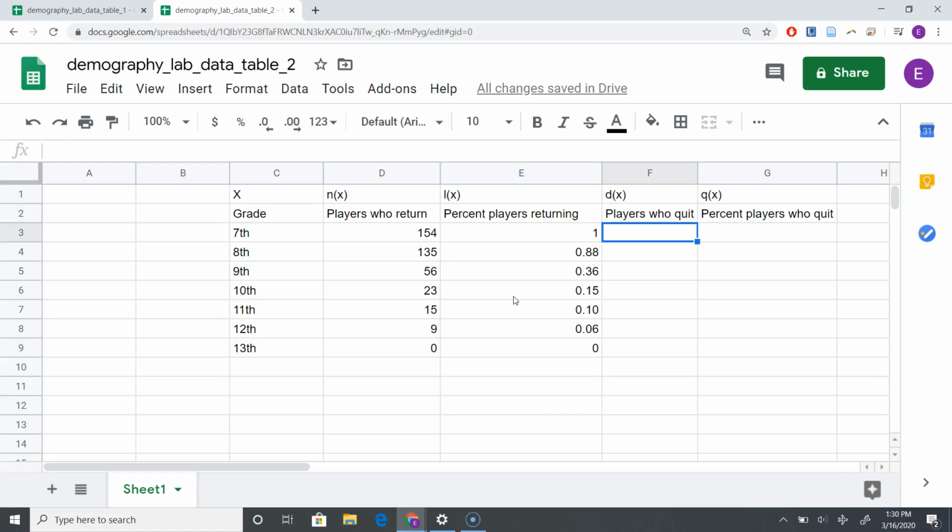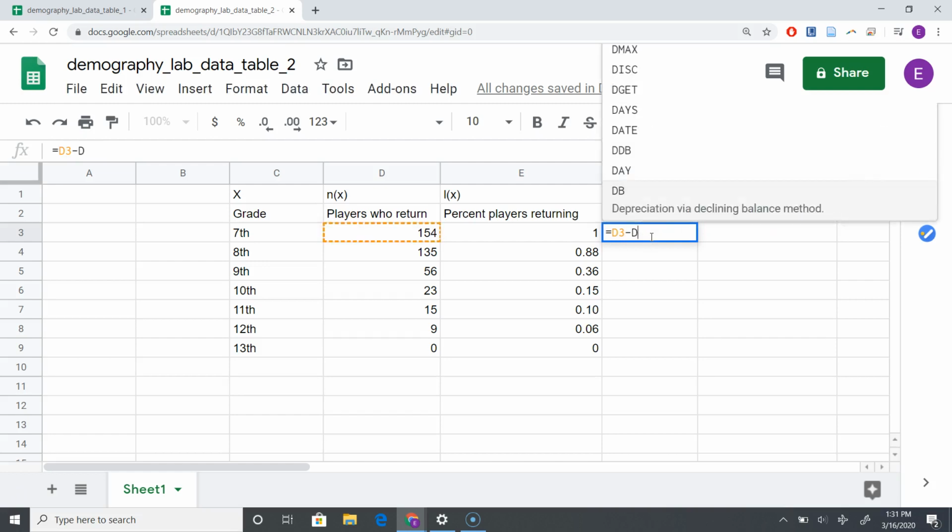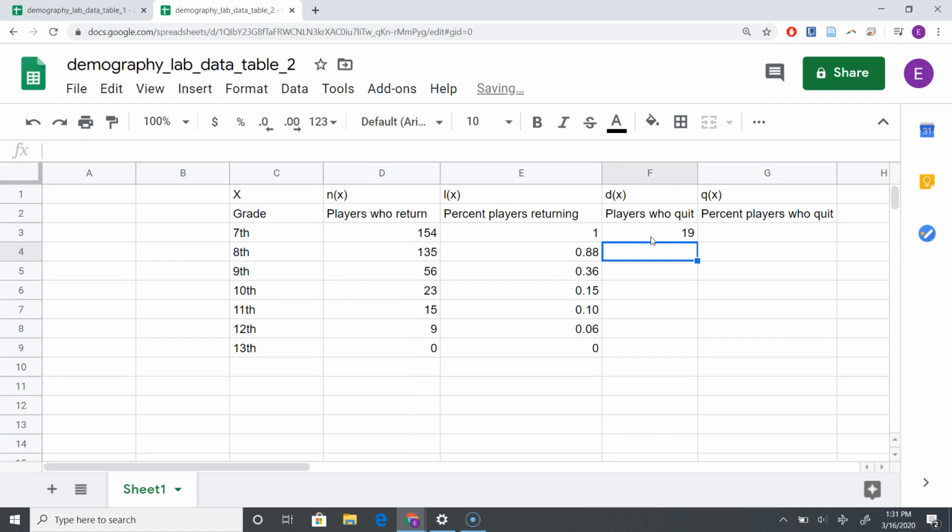So let's look at our mortality rate, or the number of players who quit from grade to grade. So how do we calculate that? Well, we're going to say this number minus the next number down. So it's going to be 154 minus 135 for this first generation. 154 minus 135, or we'll be smart actually, we'll say D3 minus D4. 19 players quit between 7th and 8th grade. We'll do the same thing down here. We're going to say equals D4 minus D5. 79 players quit this time.